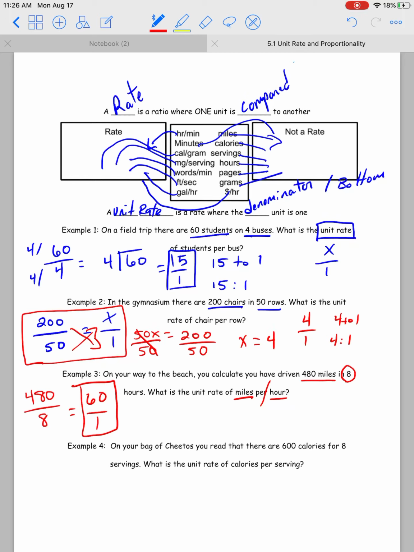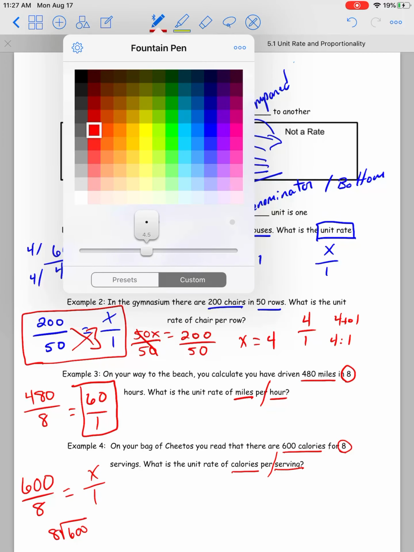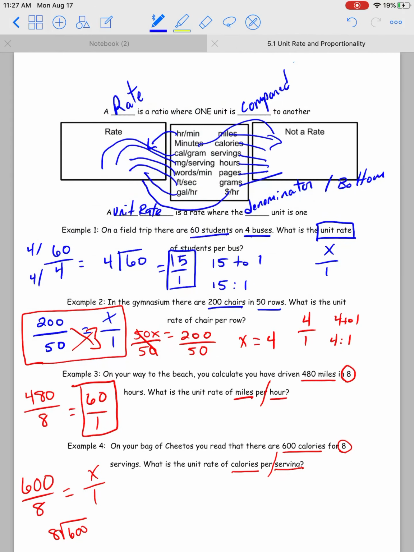Example number 4. On your bag of Cheetos, you read that there are 600 calories per 8 servings. What's the unit rate of calories per serving? Remember, calories per serving. You've got 600 to 8. Rewrite it. 600 calories per 8 servings. Now, how do we find the unit rate? Again, you can divide the top by the bottom. That's 600 divided by 8. Or you can do x over 1 and then cross multiply and divide.